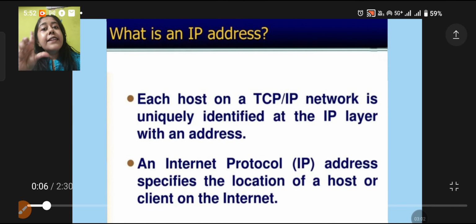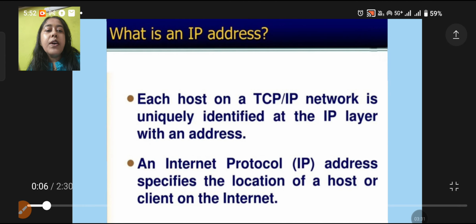When you are working on a TCP/IP network, each host is uniquely identified. You will have a unique identification whenever you are using the internet, at the IP layer, with an address. That particular address, which is assigned to you and identifies you as a unique host, is known as your IP address.